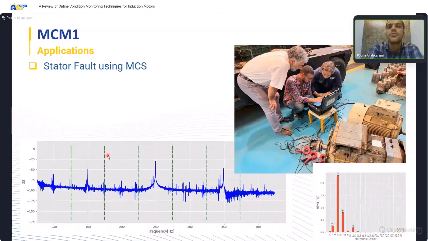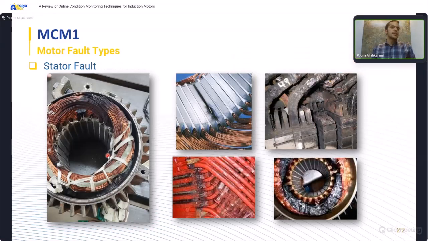To detect the turn-to-turn fault, just like the last method we used, we can analyze the motor current signature and motor current frequency spectrum. The growth in specific frequencies in the current spectrum can indicate the presence of stator faults and turn-to-turn faults in the winding.